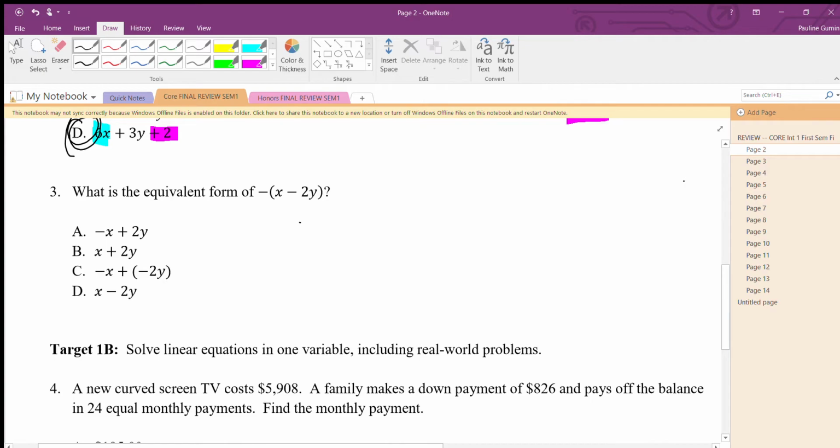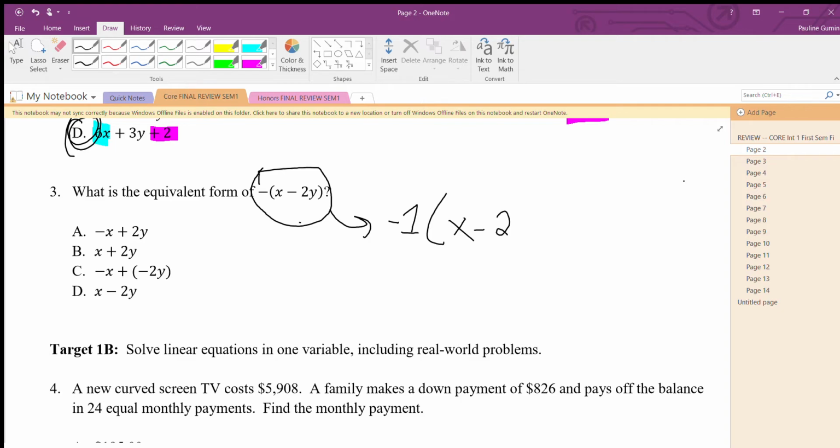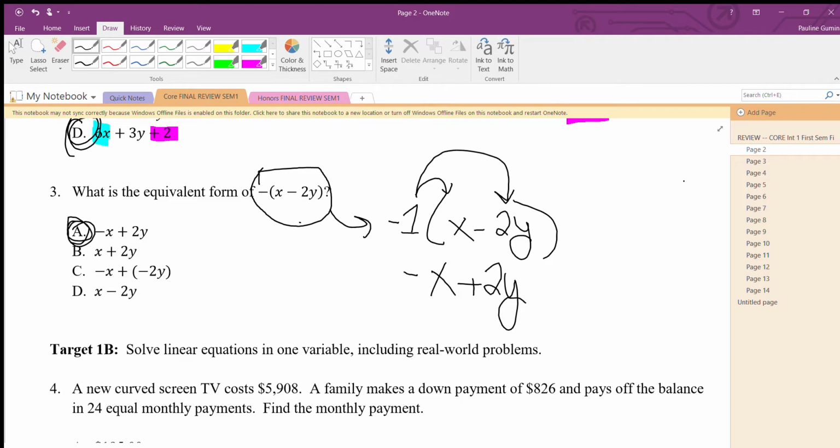What is the equivalent form of this expression? Now, I'd like to remind you that when you see a minus in front of parentheses, it implies a negative 1. When we have a number or variable in front of a set of parentheses, we distribute it. So let's do that. Negative 1 times x is negative x. Negative 1 times a minus 2y gives us a plus 2y. Letter A is our answer.